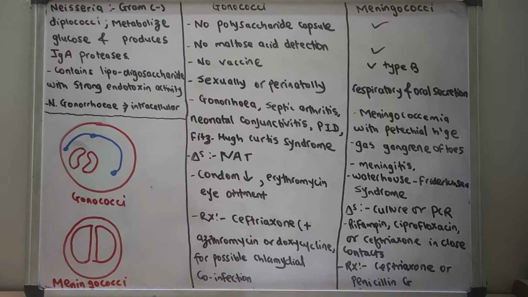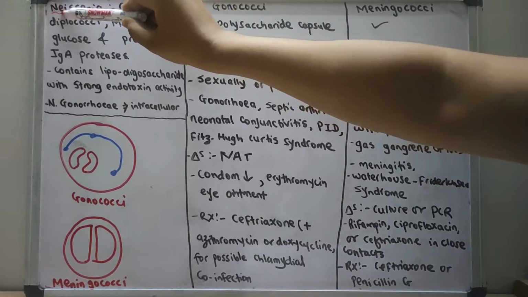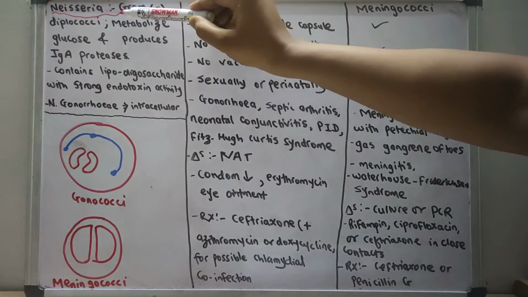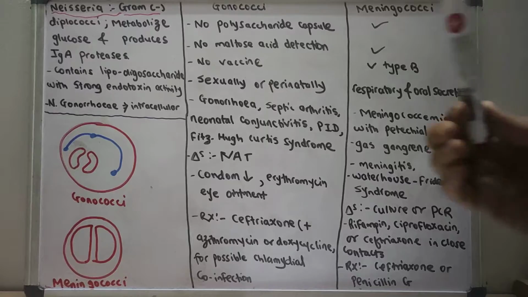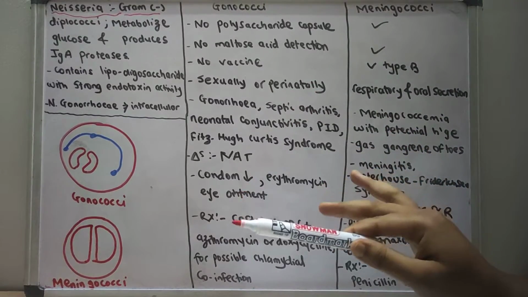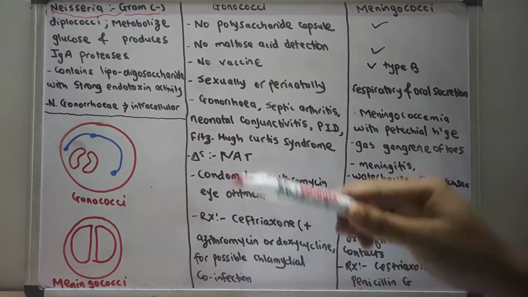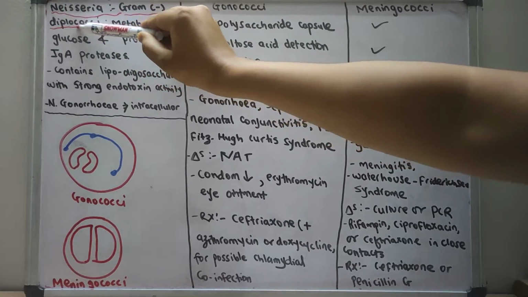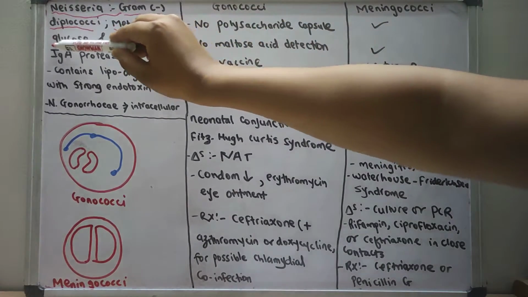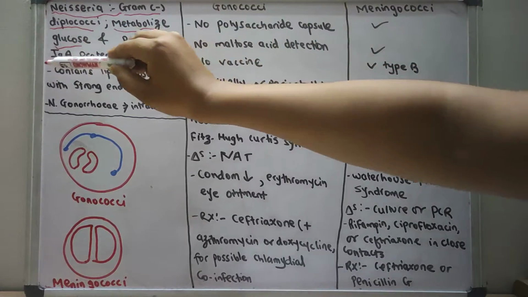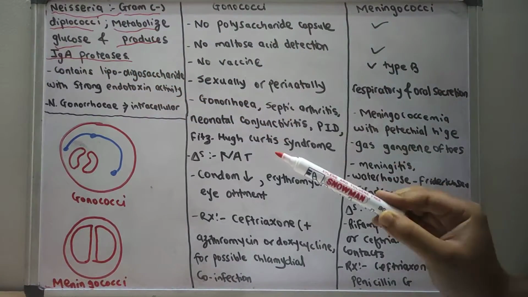So today we are going to read about the Neisseria bacteria. Neisseria is a gram-negative bacteria. Previously I have told that the Neisseria falls under the group of the cocci, and the Neisseria are the gram-negative diplococci. The Neisseria bacteria metabolize glucose and produce immunoglobulin A proteases.